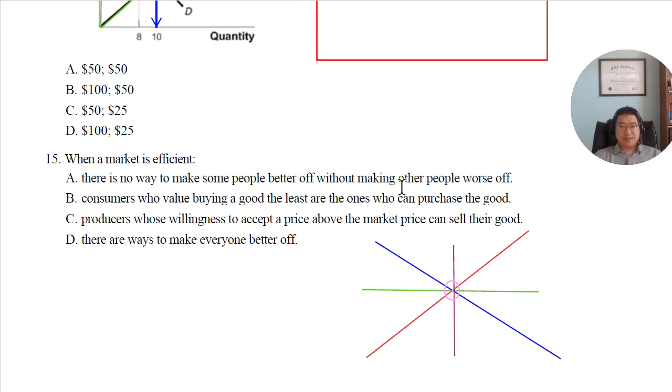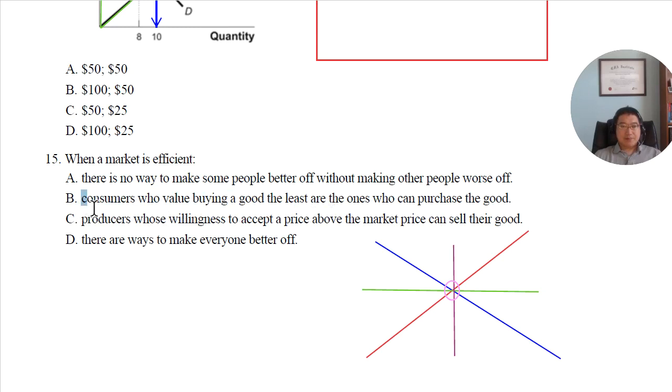That's the efficient idea. In other words, if you can make some people better off, and at the same time nobody gets worse off, right? You have some space to make someone happier without sacrificing the welfare of anybody else, then we say that situation is not efficient. There's space for improvement. That's the idea there.